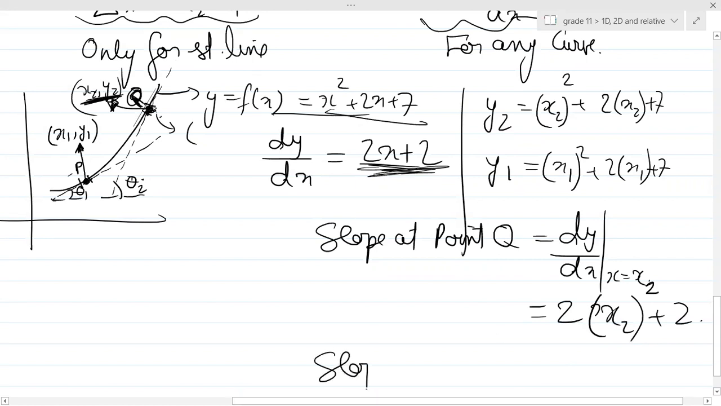Similarly, the slope at point P will be equal to twice of x1 plus 2. So can you see both are different? So that's why the angles are different. They'll give a slope at point Q like that.